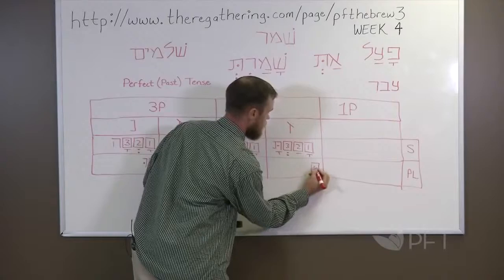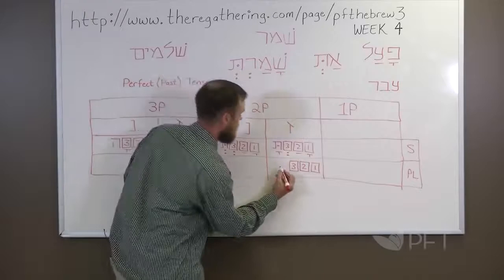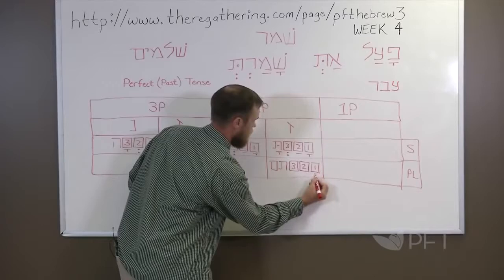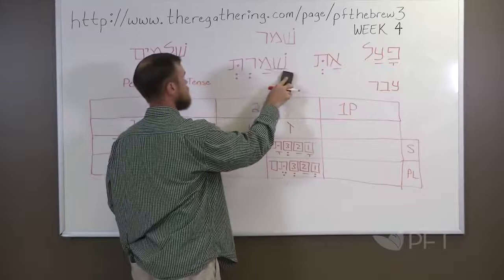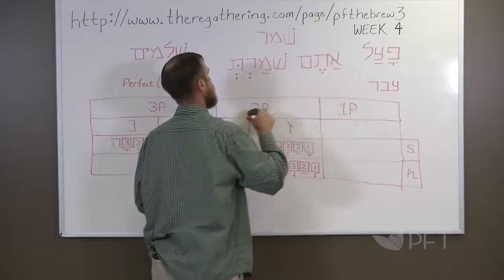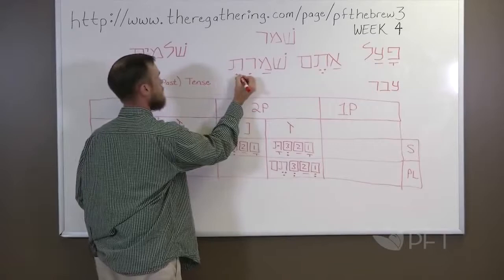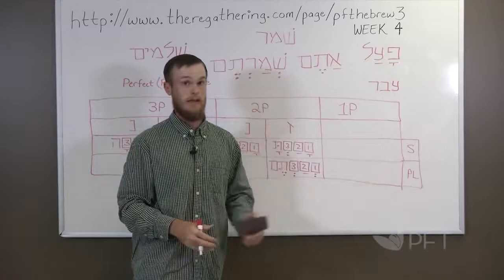The second person, masculine plural. So if you, a group of you, and that group happens to be masculine, that pronoun is atem. And I believe that dagesh is actually absent. So atem, shamartem. Again, you kept, but in this case, you is a group of men.